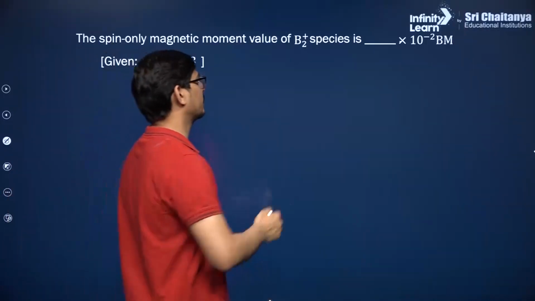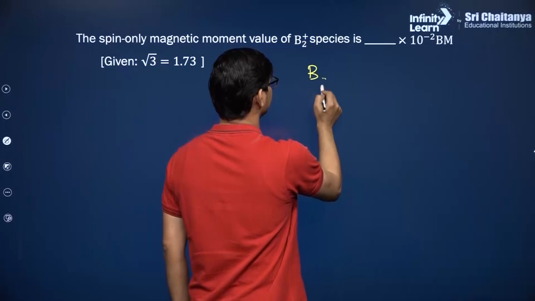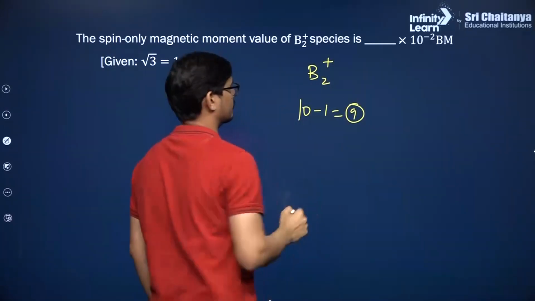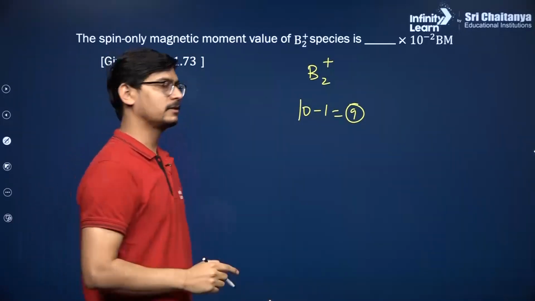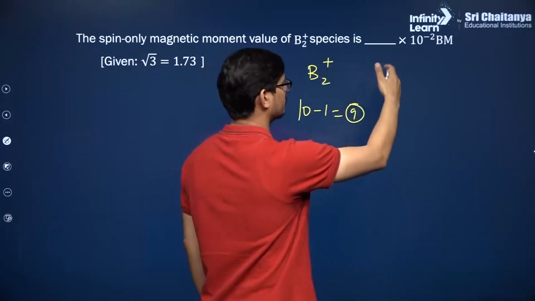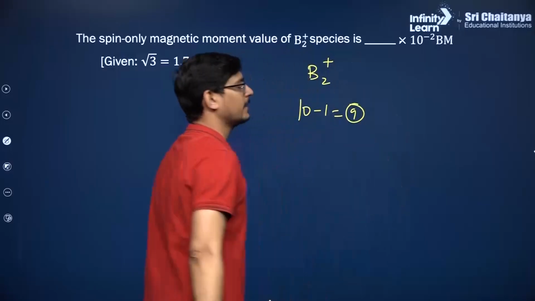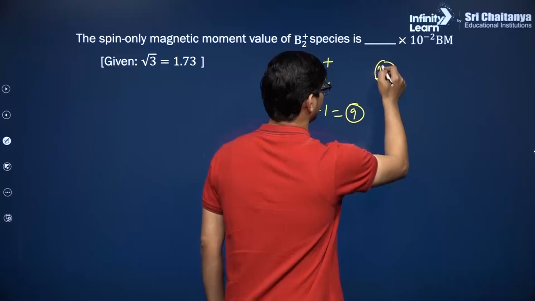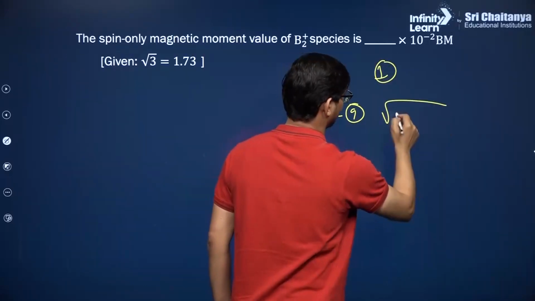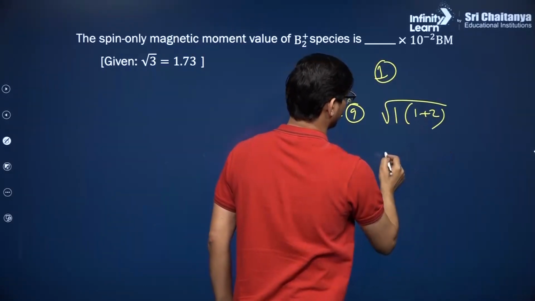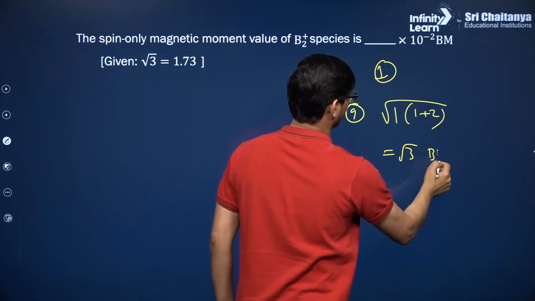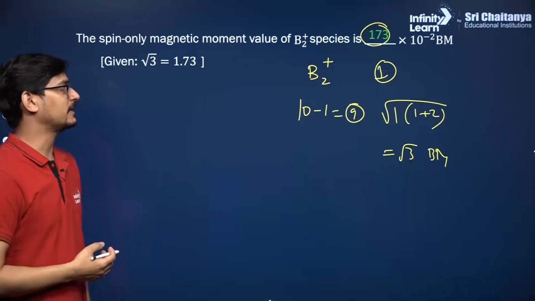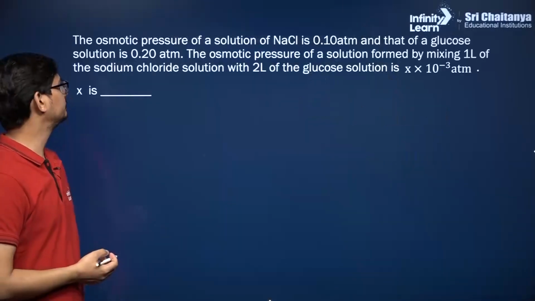The spin-only magnetic moment of B2+. So B2, guys, it has 10 electrons, plus, meaning 1 electron is gone. So there are 9 electrons, 1 electron is odd, right? So sigma 1s is 2, sigma star 1s is 2, sigma 2s is 2, sigma star 2s is 2, right? And after that, we have pi 2px 1. So there is 1 unpaired electron. Now, whenever there is 1 unpaired electron, you guys know the formula is root n into n plus 2, which is root 3 Bohr magneton. So that is approximately 1.73, which can be expressed as 173 into 10 to the minus 2 BM.